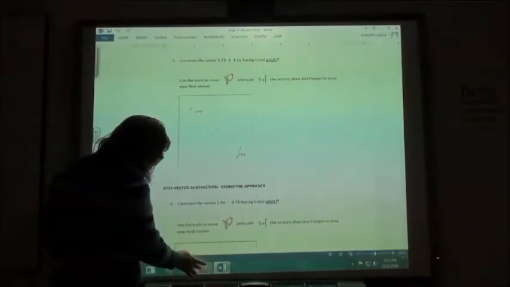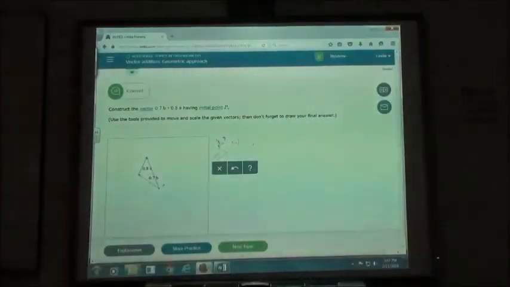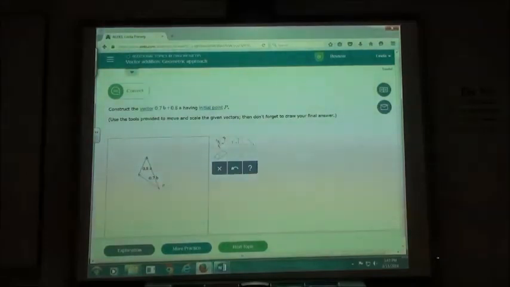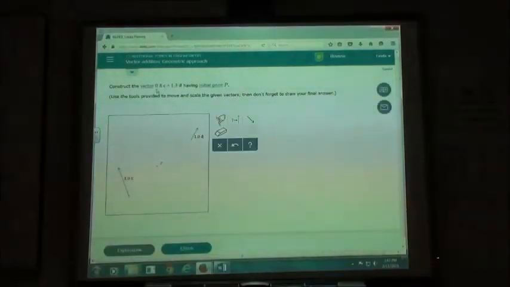Just for fun, I'm going to go back and do one more on Alex with my tools, so you can see again how they work. So I'm going to hit more practice here. So I'm going to start with 0.8c. This is my vector C. So I'm going to grab the move tool. I'm going to take C, plop it right on P.